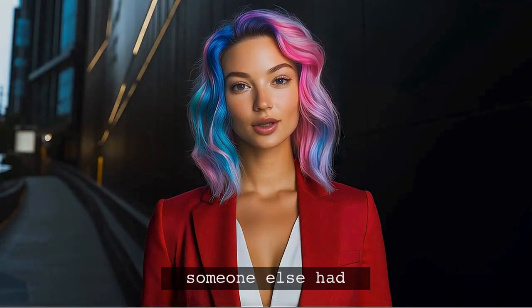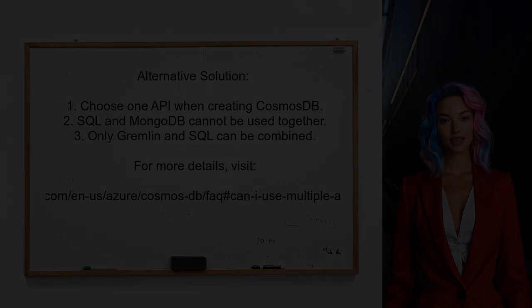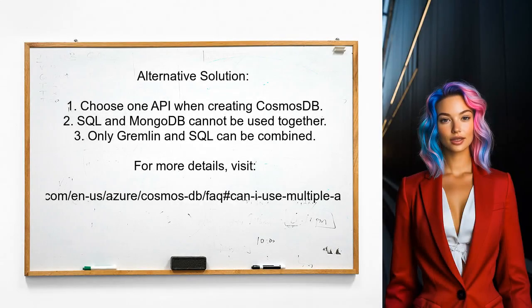Let's see what someone else had to say. According to another user, you cannot configure Cosmos DB to use both the SQL and MongoDB APIs simultaneously. When creating a database, you must choose one API. The only combination that works is between the Gremlin and SQL APIs.